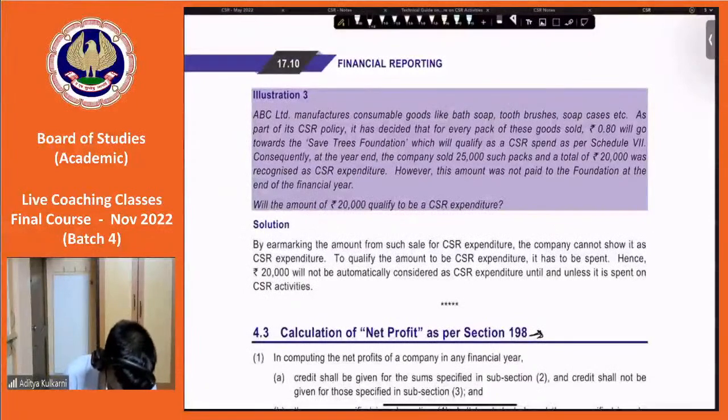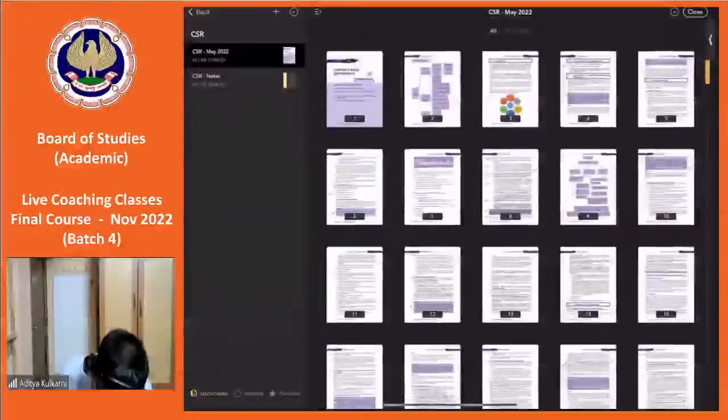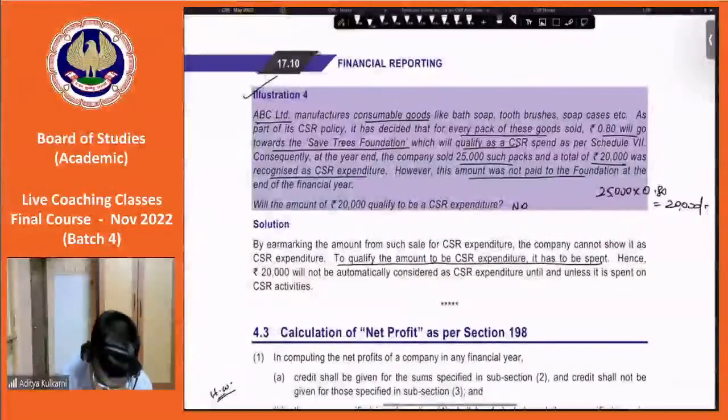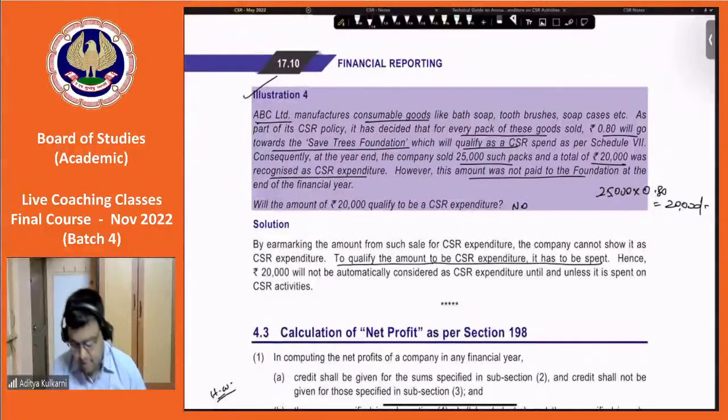Correct. So illustration 3, yeah, it is the same one. This is what we had discussed. Okay, what we had discussed here, it is, I guess, illustration 4. Yeah, here it is illustration 4. 20,000 is not going to come as an expense here because you have not spent it. Okay, it is a CSR type expenditure because it is paid for protecting the environment.